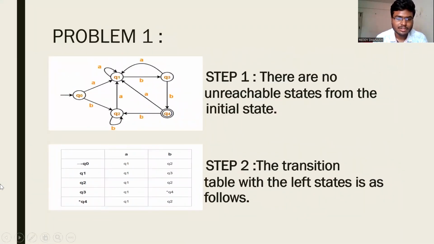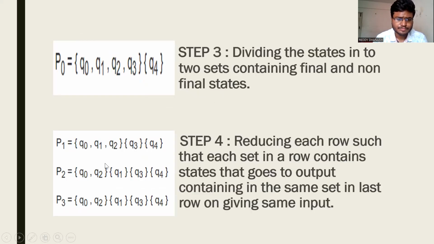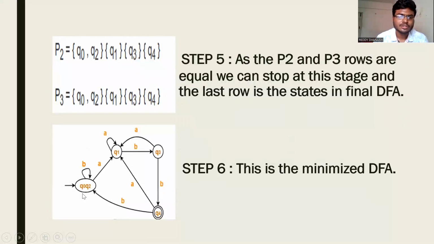Now, we can see here Q0 and Q2 on getting input A, it goes to state Q1, and on getting input B, it goes to the state Q2. We can see here Q1 and Q2 are present in the same set in the previous row. So Q0 and Q2 become a set, and Q1 will become another set, Q3 will become another set, Q4 as usual. And like this, if we continue the process, the P3 row will be like this, which is similar to P2. So we will stop this process at this moment.